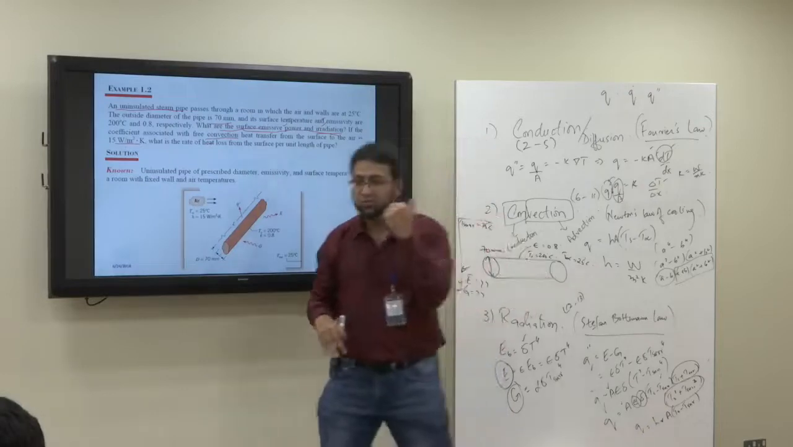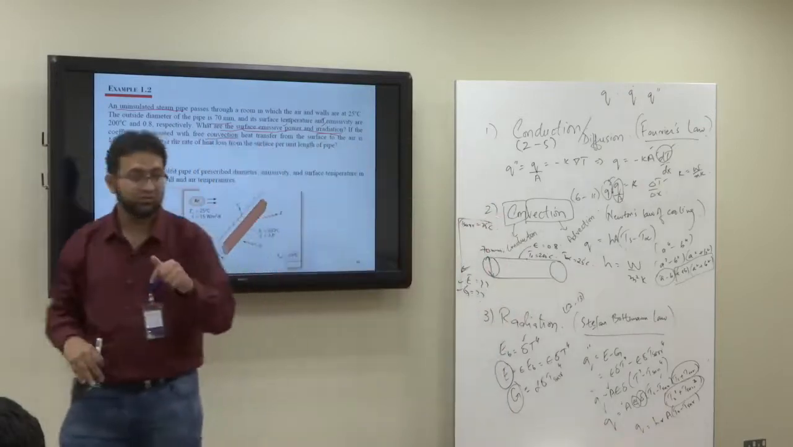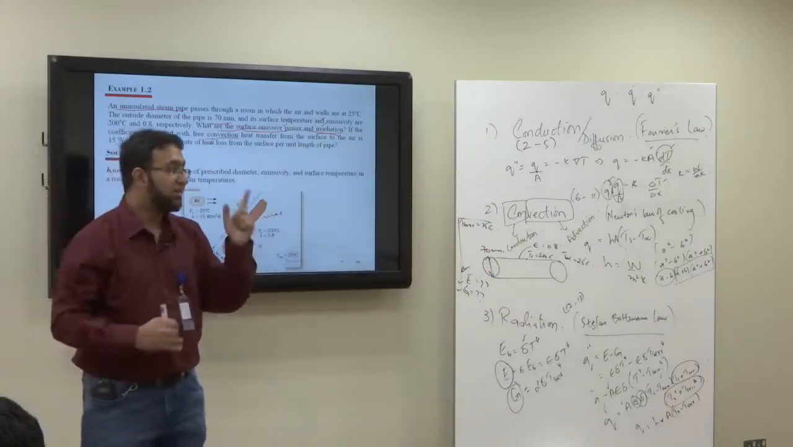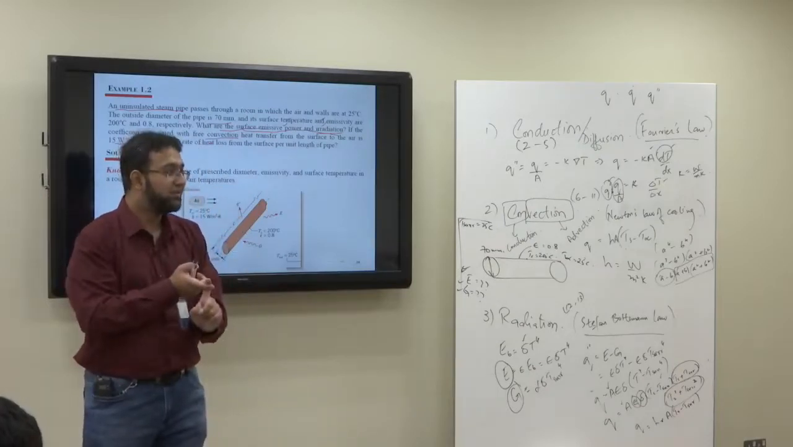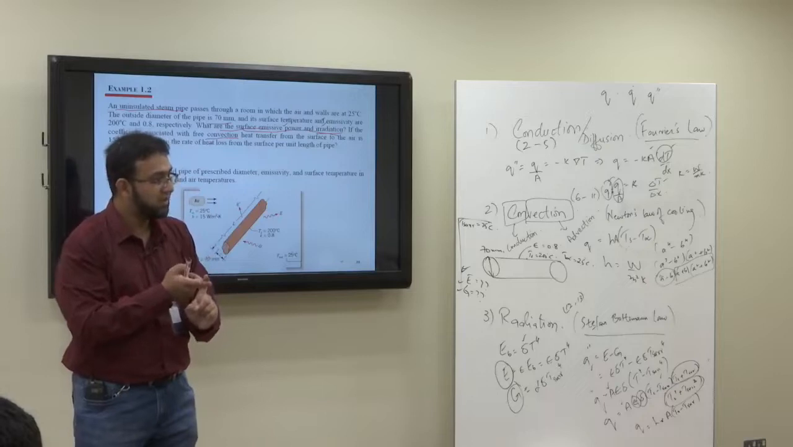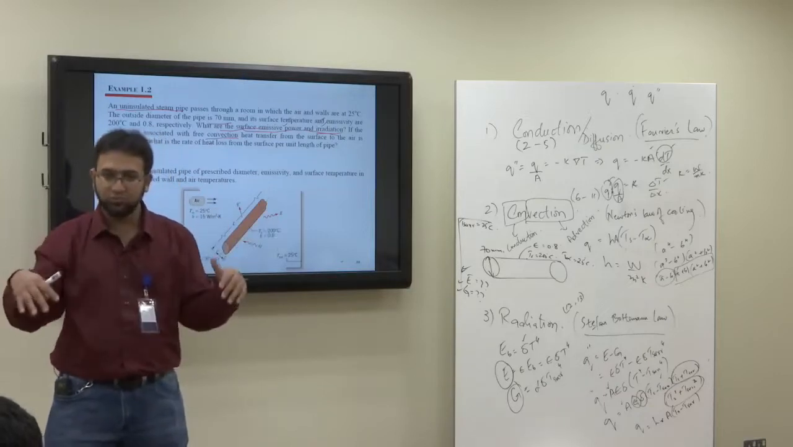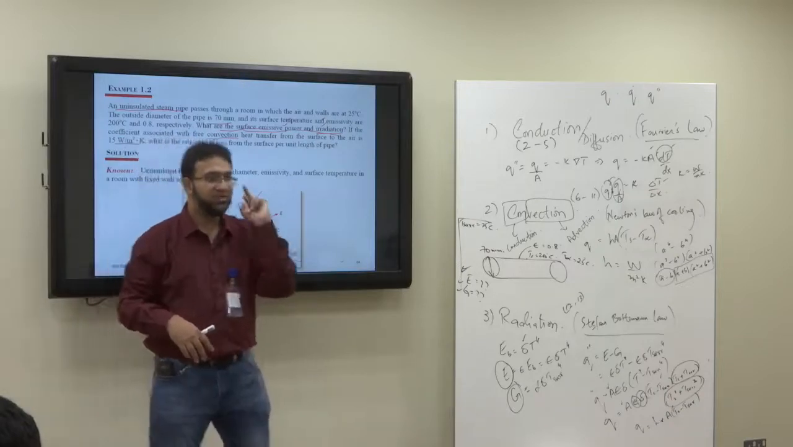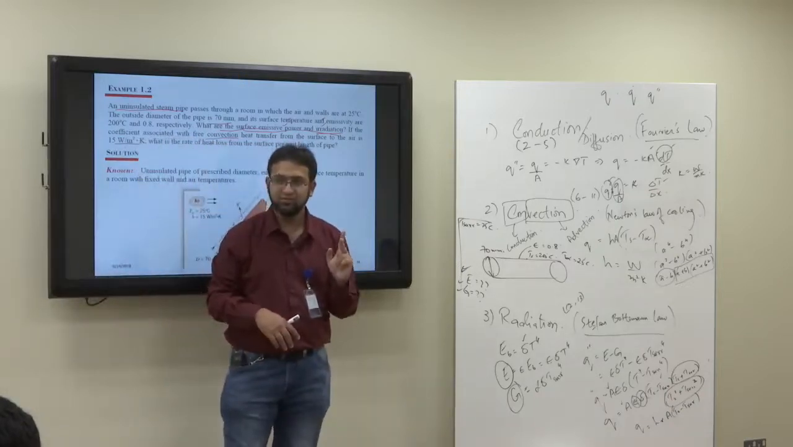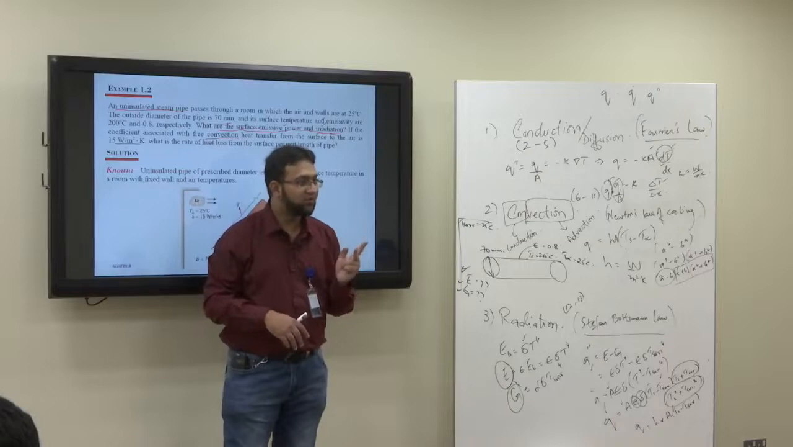But what are the two ways of heat transfer through which heat will be transferred? What are the modes here? It will be convection plus radiation. Heat will be lost from the pipe to the room by two modes, convection plus radiation, right? Why not conduction?